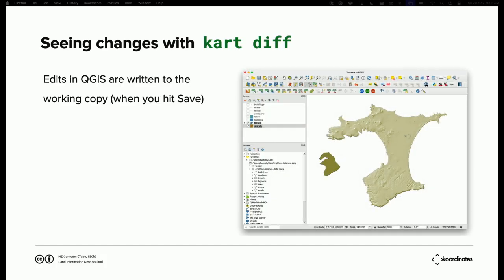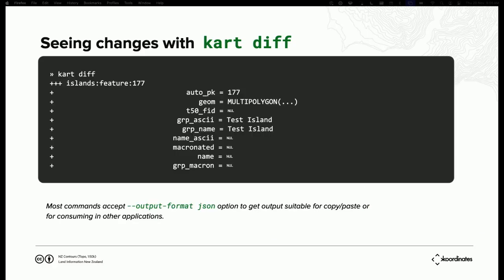Here I've added a new island. Something funny happened and now there's a new island in the middle of the sea. So if you edit stuff in QGIS and you hit save, then you can see it in Kart. Kart's showing me here, there's a new island called Test Island. The diff is I've added one feature.